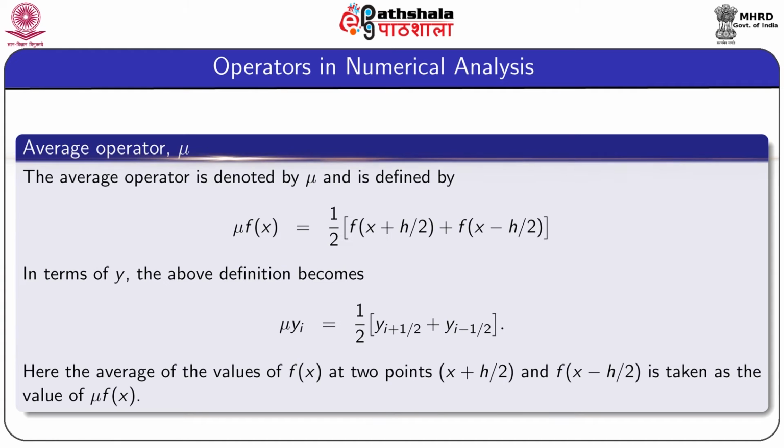Now, we shall define the average operator, denoted by mu. So, mu of f x equals half of f of x plus h by 2 plus f of x minus h by 2. This computes the average of two functional values, that is why it is called the average operator. In terms of ordinate, this expression becomes mu of y i equals half of y i plus half plus y i minus half.